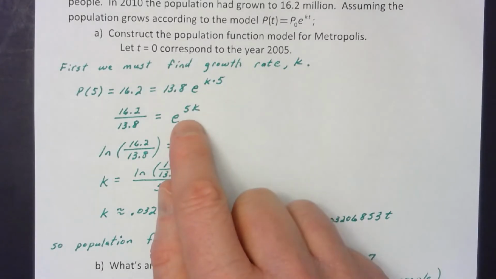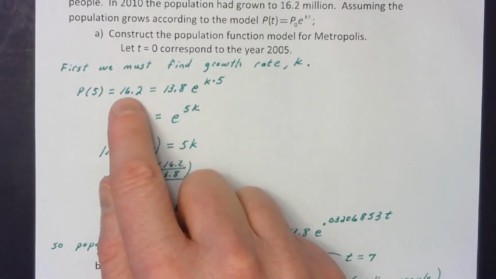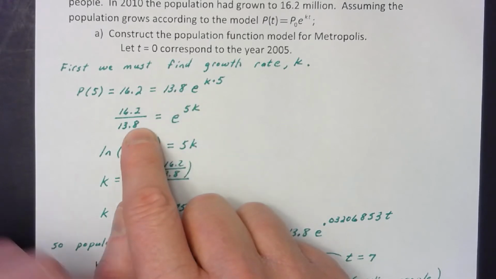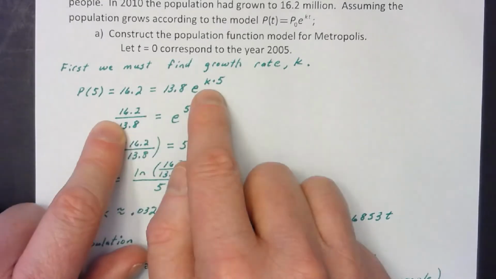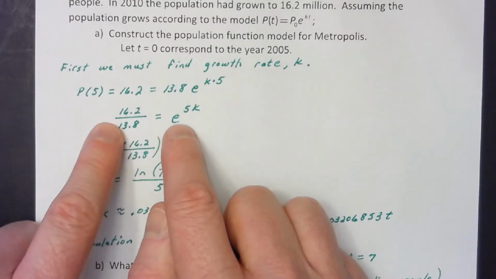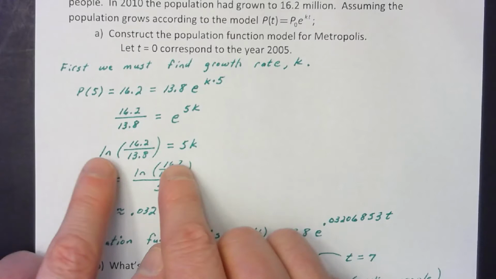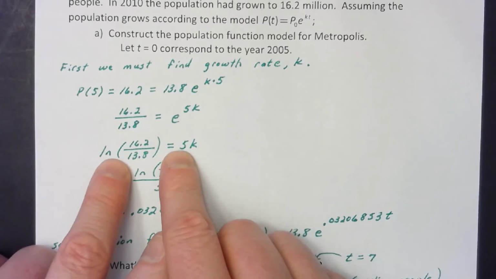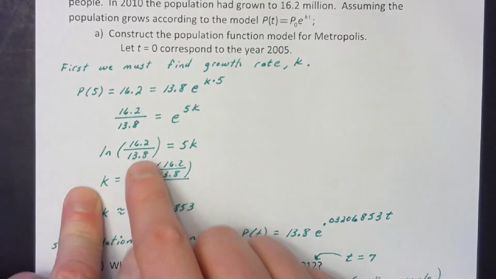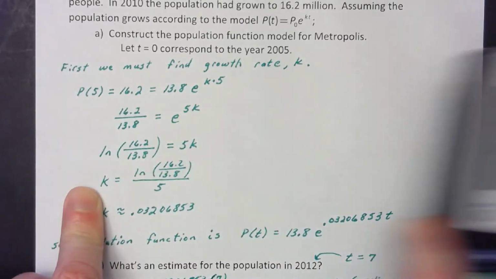That's just going to give me e to the 5k is equal to 16.2 divided by 13.8. You had to divide by 13.8 to get rid of it multiplying the e. And now we can get rid of the e on the right-hand side by taking the natural log of both sides. I get the natural log of that quotient is equal to 5k. So then I can see k is just going to equal that natural log over 5.